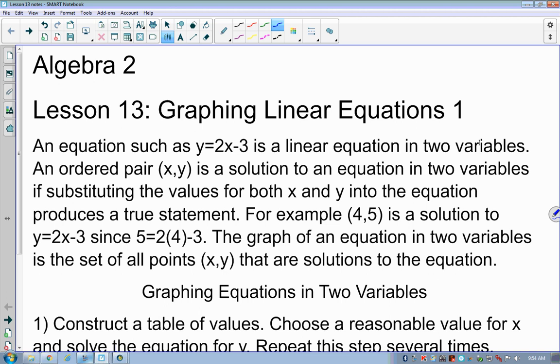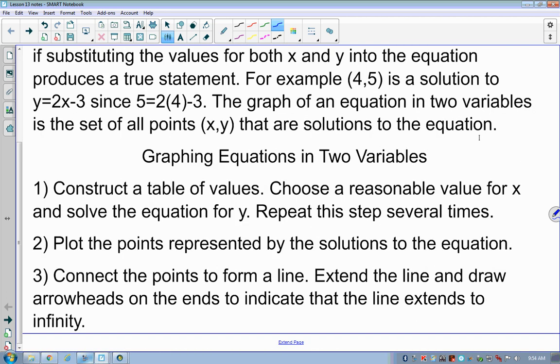All that means is that the coordinates (4, 5) are on the line represented by y equals 2x minus 3, where minus 3 is the y-intercept, and 2 is my slope of 2 over 1. Okay, are we somewhat familiar with slope-intercept form? A little bit. Okay, good. So whenever it comes to graphing equations in two variables, I'm hoping that this is something that we're familiar with.